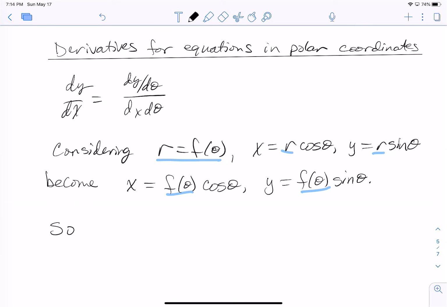Using the product rule, dx/dθ will then become dr/dθ times the cosine of theta, so u prime v plus uv prime. In terms of r, that's going to be minus r times the sine of theta, the minus coming about because the derivative of the cosine function is negative sine of theta. So it's like f prime of theta and then f of theta for the u prime and the u for the product rule, but we're expressing it in terms of r instead.